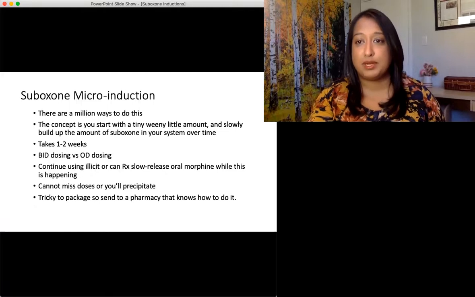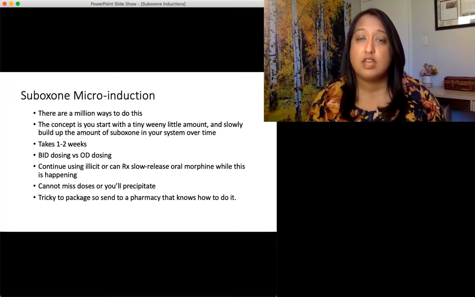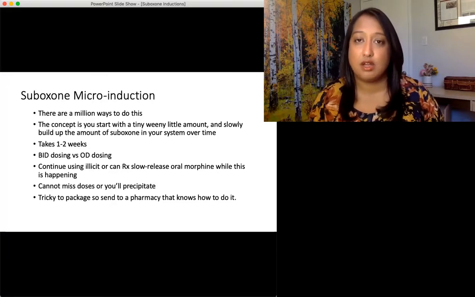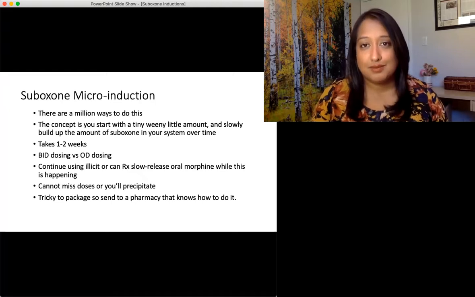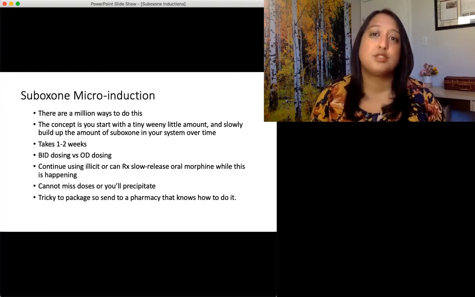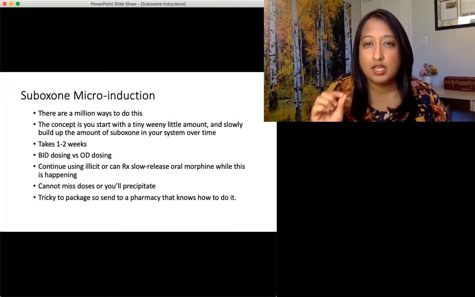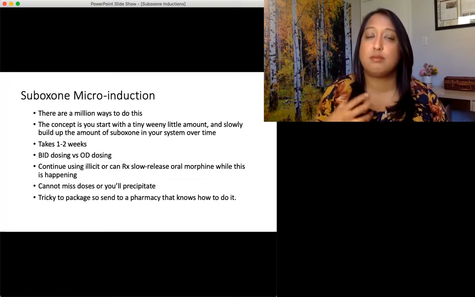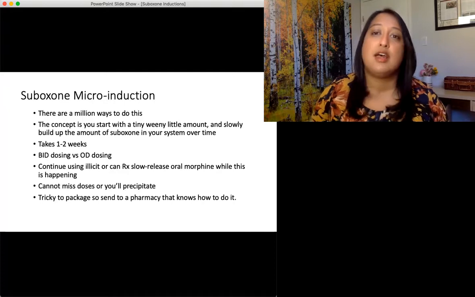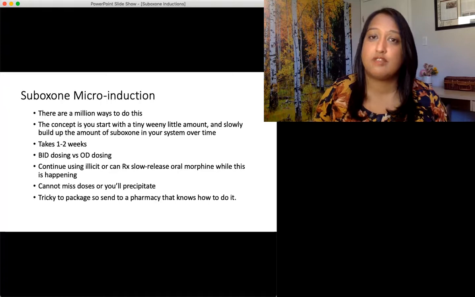Speaking of barriers, for some patients, they're unable to manage going into such severe withdrawal. They cannot do a home induction because they cannot tolerate the withdrawal required. Enter the concept of a Suboxone micro-induction. A micro-induction is when you start with a tiny, tiny dose of Suboxone and you just sneak it right into those opioid receptors. It's a small enough dose that the brain does not notice it, and it does not cause precipitated withdrawal.